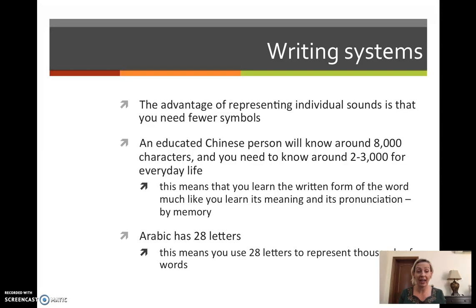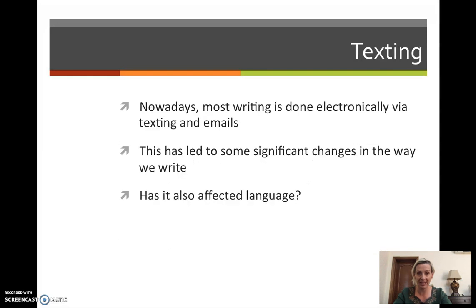Now, for a writing system that represents individual sounds like Arabic, you'll only need around 30 letters, and then you can represent thousands of words with that.